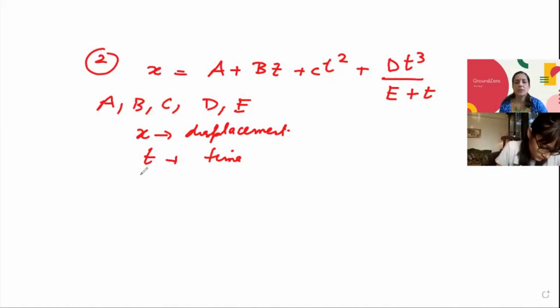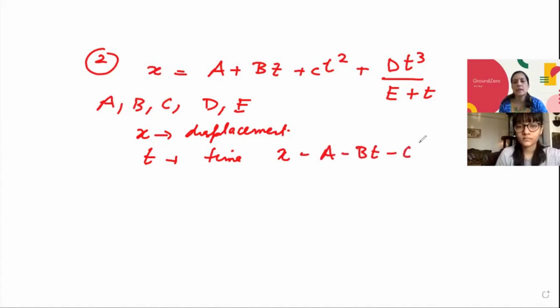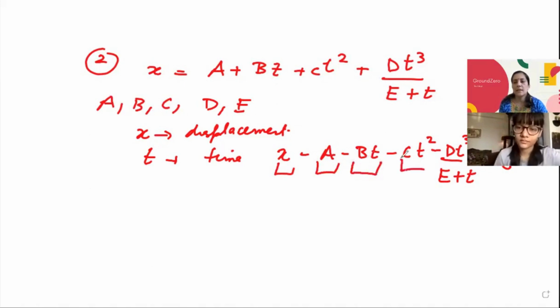So first, did you get the dimension of A? A will be L. Yeah, so each term has the same dimension. So we can write this equation as X minus A minus BT minus CT square minus DT cube upon E plus T, equal to 0. Now we know each term will have the same dimension. Dimension of X will be equal to the dimension of A, which will be equal to the dimension of BT, CT square, and this whole term.